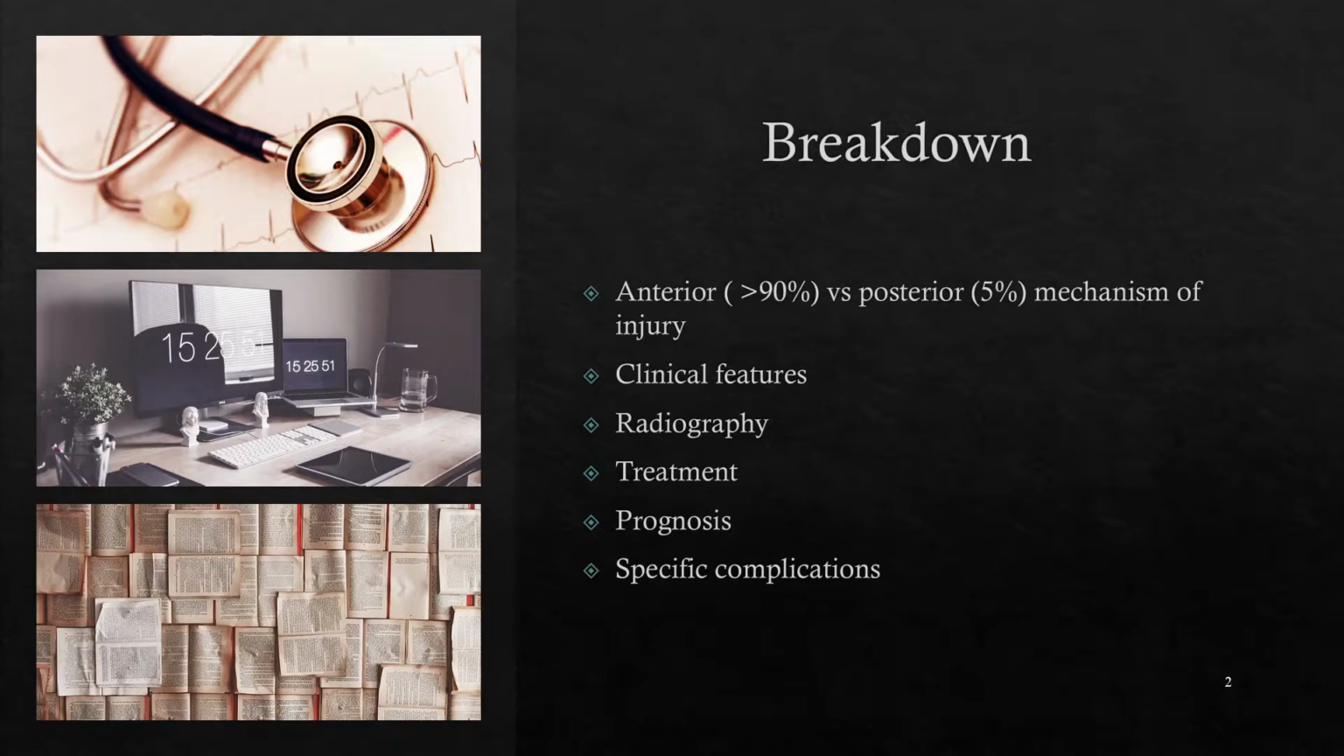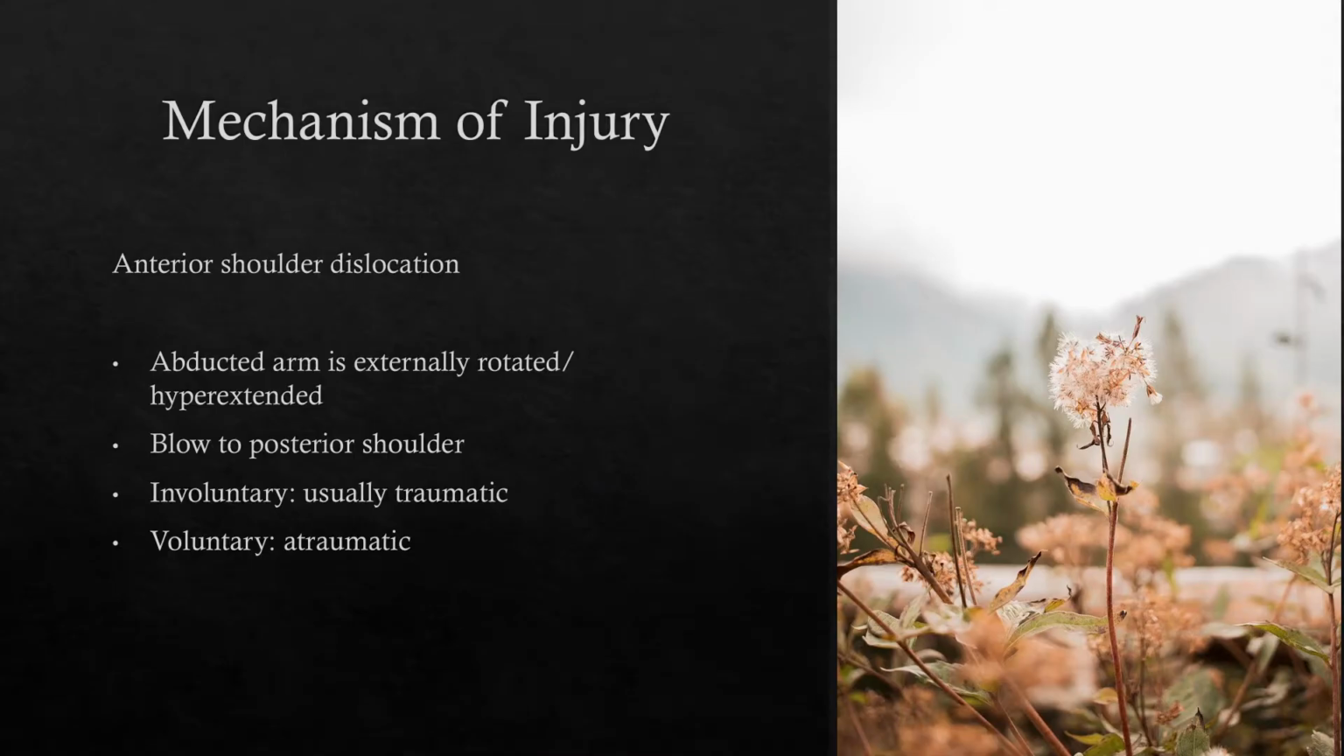They comprise more than 90% of all shoulder dislocation cases, whereas posterior shoulder dislocations account for about 5% of these cases. The mechanism of injury of the anterior shoulder dislocation is either an abducted arm, which is externally rotated or hyperextended, or a blow to the posterior shoulder. This can occur either involuntarily or voluntarily. In the involuntary setting, these are usually traumatic, whereas in the voluntary setting, they are usually atraumatic.